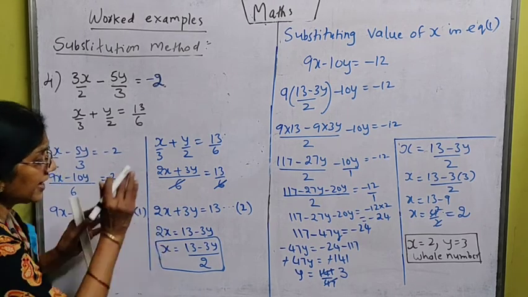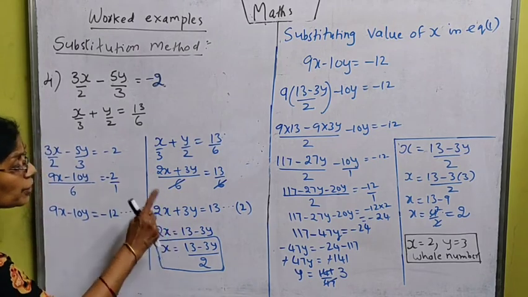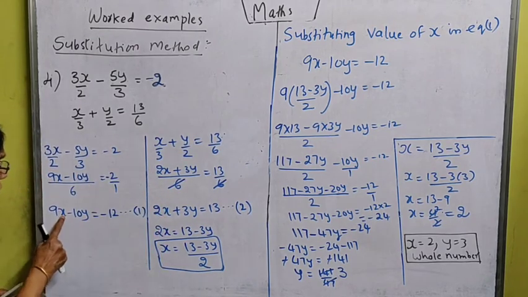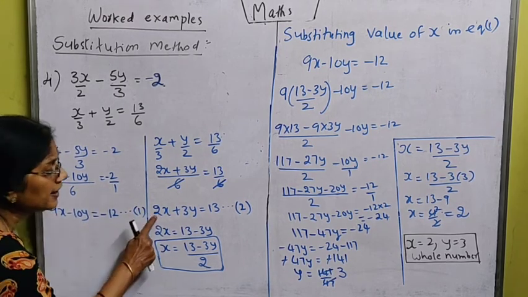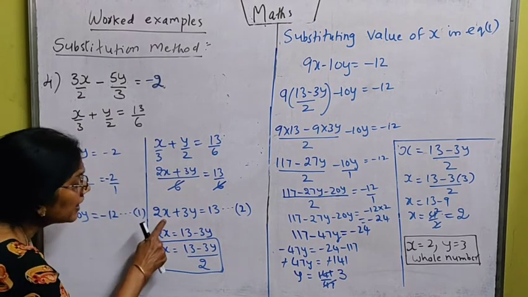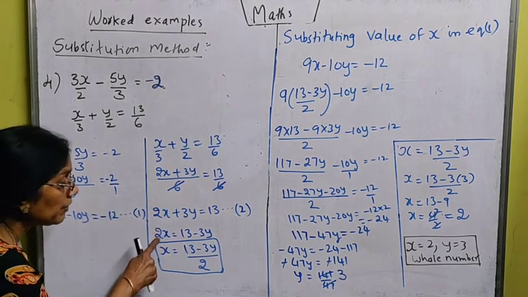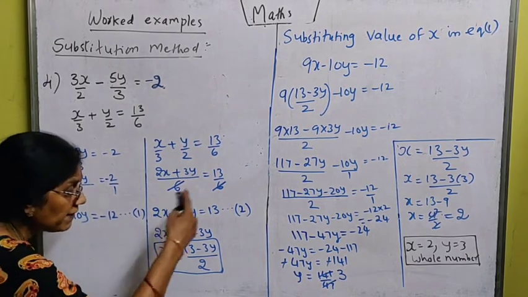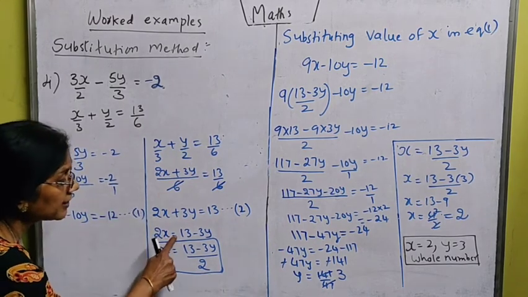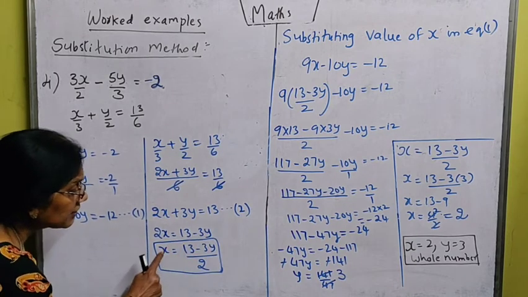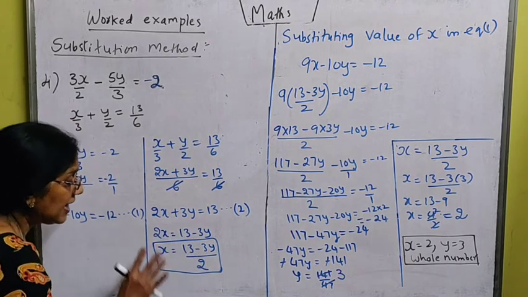We got equation number 2 as 2x plus 3y is equal to 13. We want to take the x value on left hand side and y value on the right hand side. I told you, see the coefficient of x. In first equation coefficient of x is 9. In second equation coefficient of x is 2. Which is lesser? This 2x is lesser. So we will take this equation to find out the value of x. 2x we will keep on left hand side. 3y we take on the right hand side, plus 3y will become minus 3y. So 2x is equal to 13 minus 3y. So x will be equal to 13 minus 3y whole divided by 2. Keep this as it is.